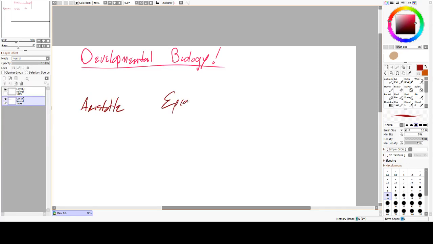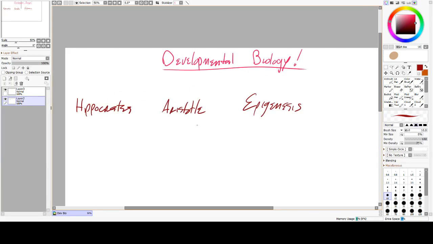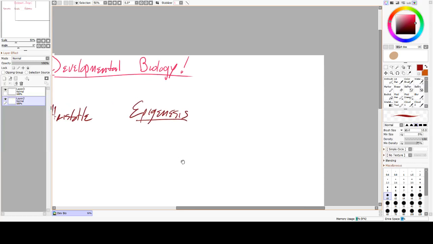Next, about 2,000 years after these guys, we had the term epigenesis beginning, which is the term to say that the embryo develops progressively from an undifferentiated egg.